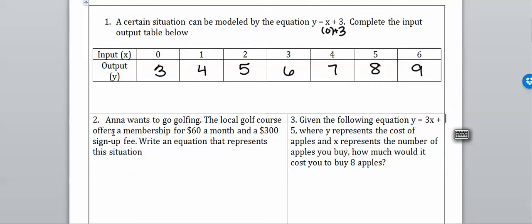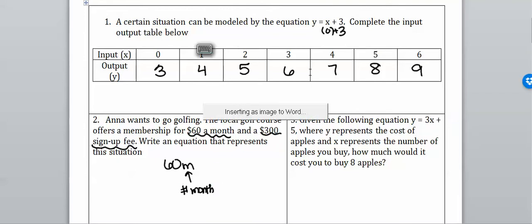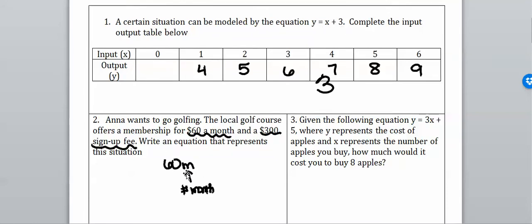Okay, Anna wants to go golfing. The local golf course offers a membership for $60 a month and $300 for a sign-up fee. Write an equation that represents this situation. So it's $60 a month, so $60 times m, which stands for the number of months. And I want you to be specific, so if you don't have this, please make sure that you do it now.